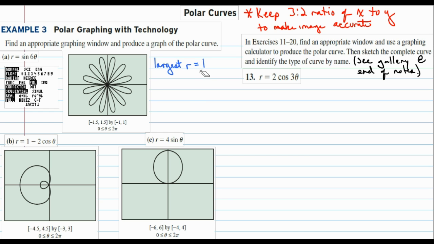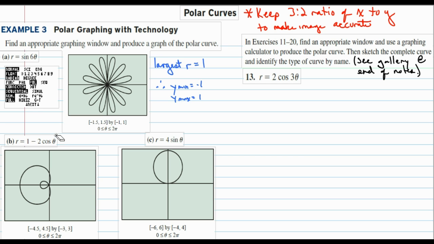Which means then my trick would be to set my Y min and Y max to -1 and 1. And then of course I'm going to keep that 3:2 ratio of X to Y that we talked about in the last screencast. So then that makes the window X min -1.5, X max 1.5, Y min -1, Y max 1.